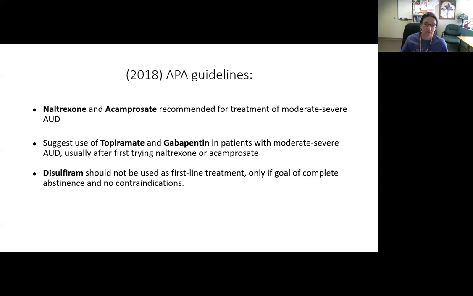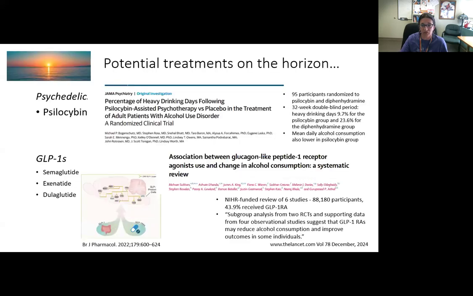And they also suggest the use of topiramate or gabapentin in patients who have moderate to severe AUD, usually after first trying naltrexone or acamprosate. And disulfiram should not be used as first-line treatment. And just to touch upon some potential treatments on the horizon, this is a very busy slide, but basically 2 ideas on it.